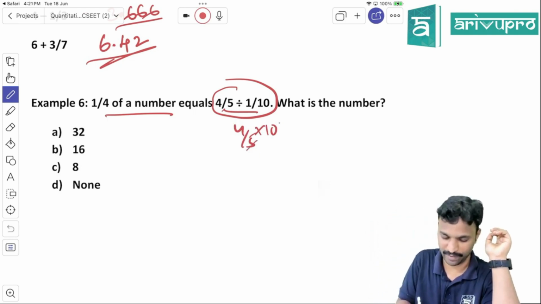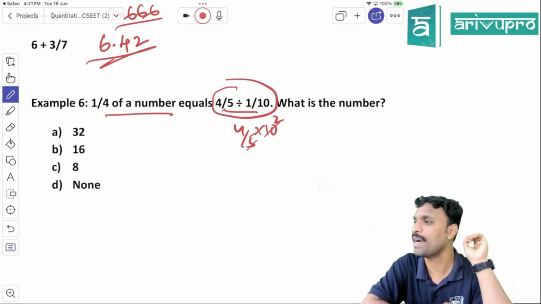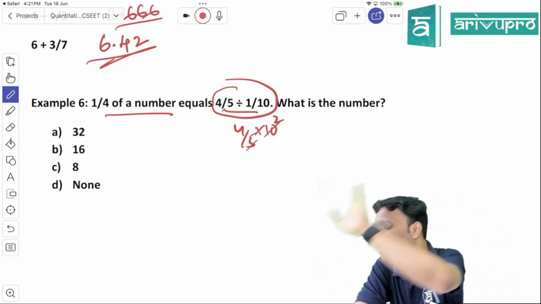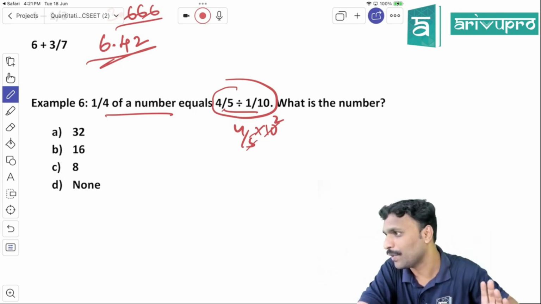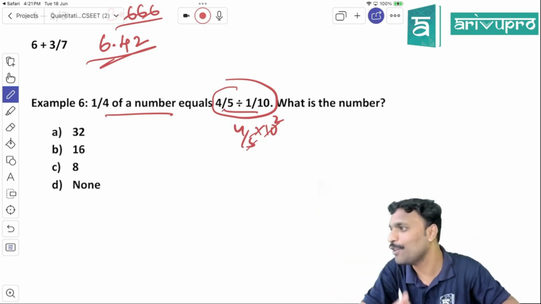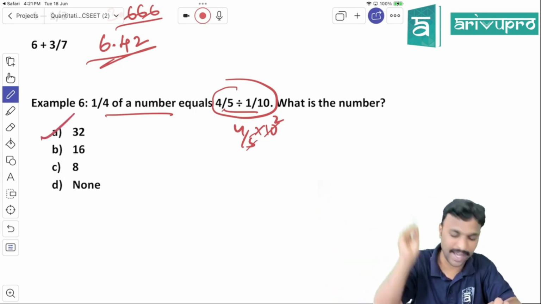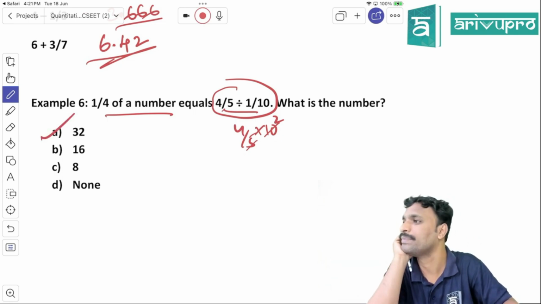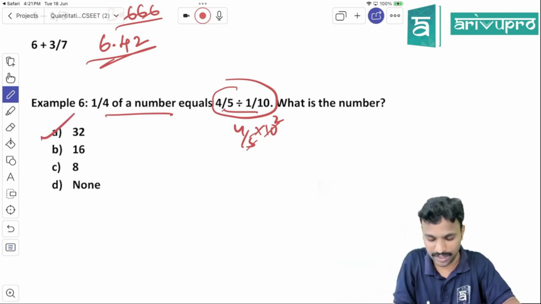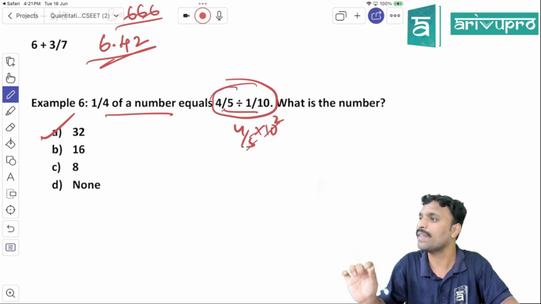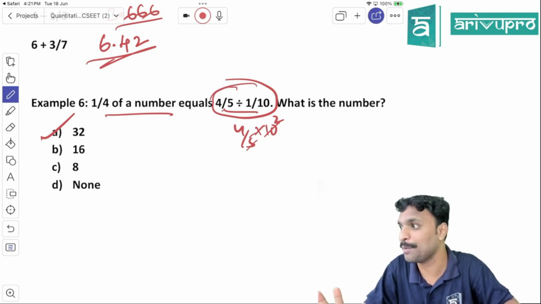5 1s are 5, 2s are, so this is nothing but 8. 1 by 4 of a number is 8. So the number is equal to 8 into 4. 32 is the answer. Done. Clear? How to convert division into multiplication? Take one of the numbers as reciprocal. Don't take both the numbers as reciprocal.